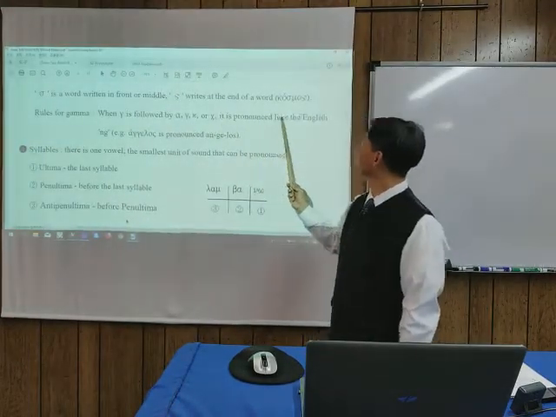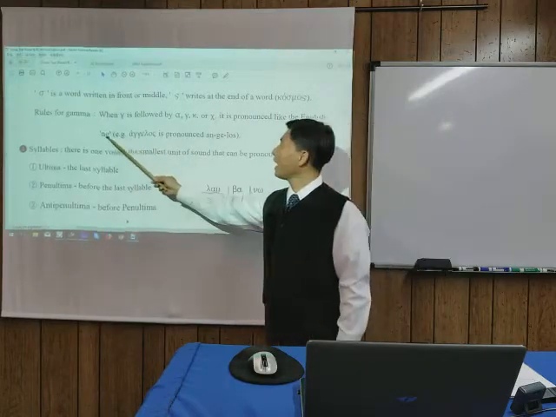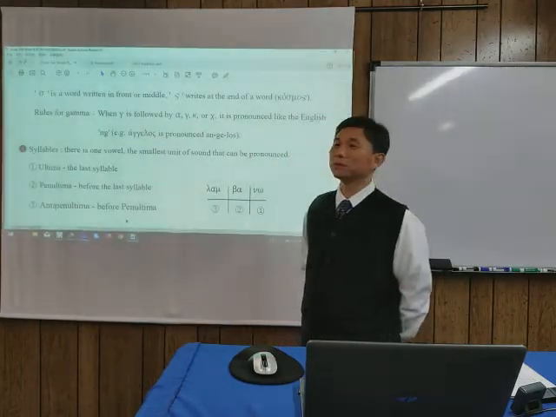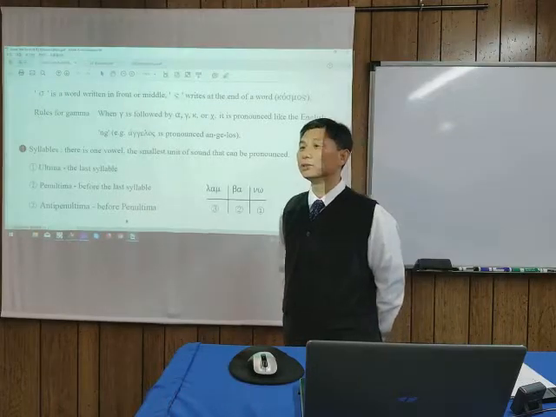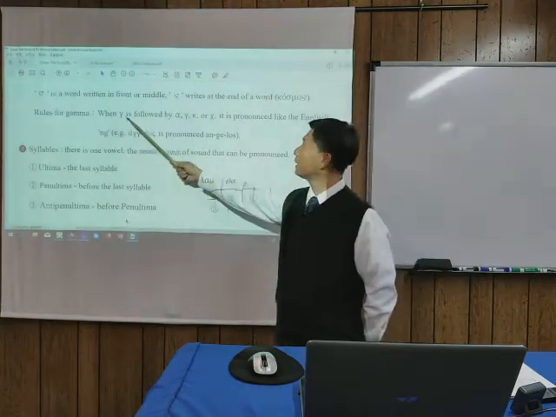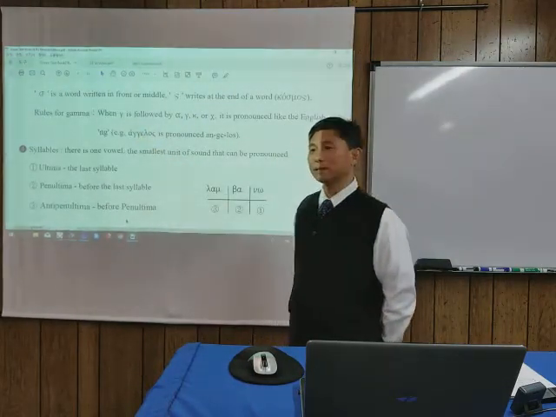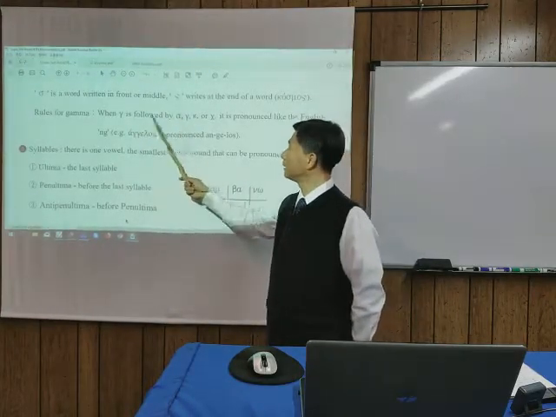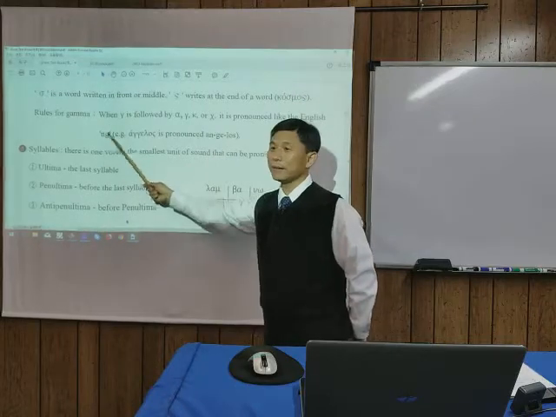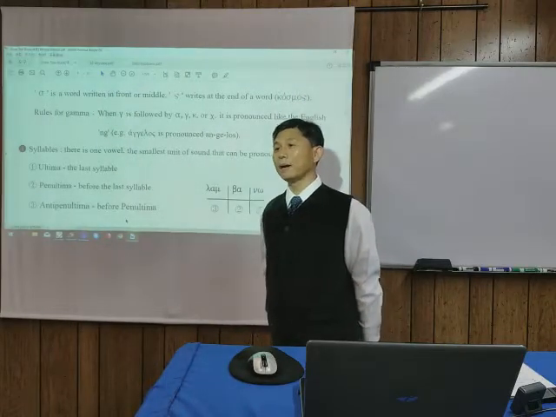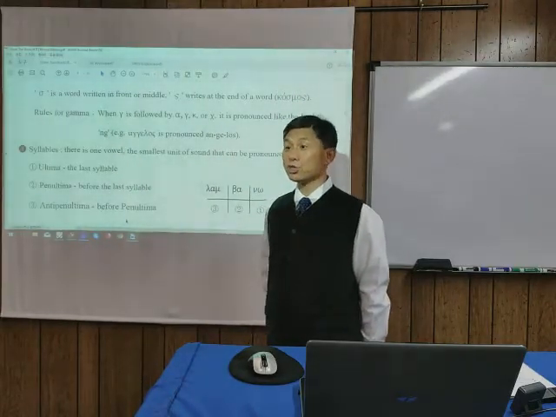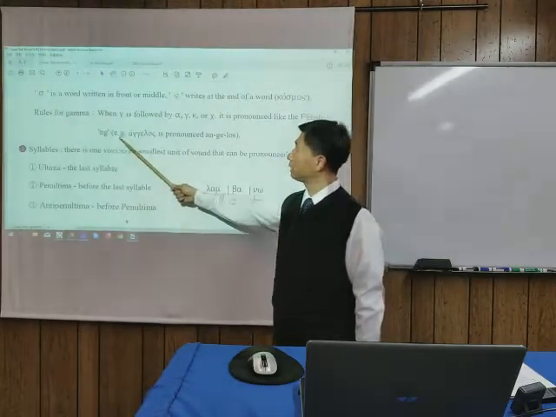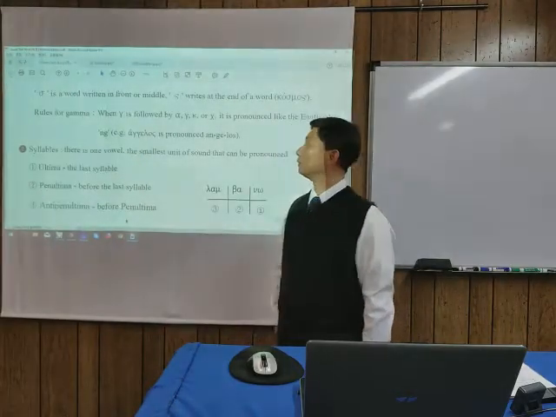It is pronounced like the English NG sound, which means the first gamma is pronounced as an NG sound. Again, the case is gamma alpha. It can become gamma alpha, then gamma is pronounced as NG. Instead of the G sound, it's pronounced as NG, so the G sound changes to the NG sound.